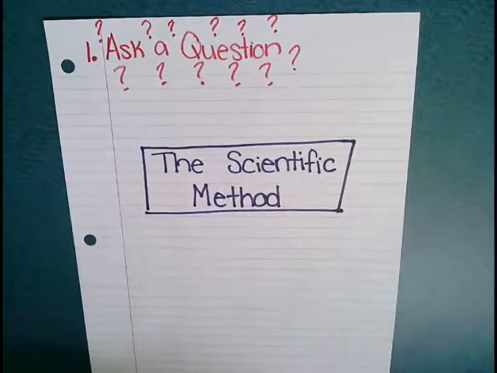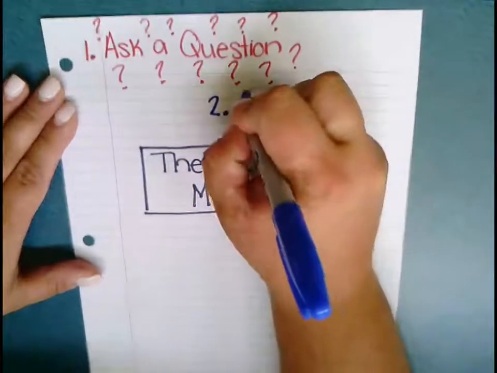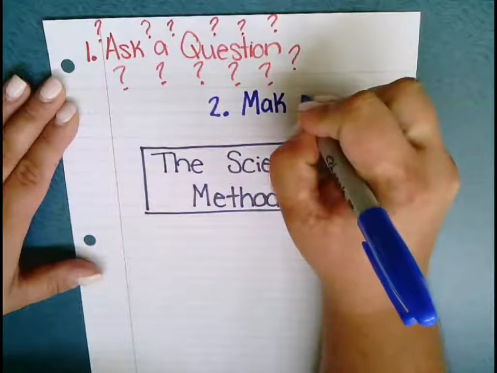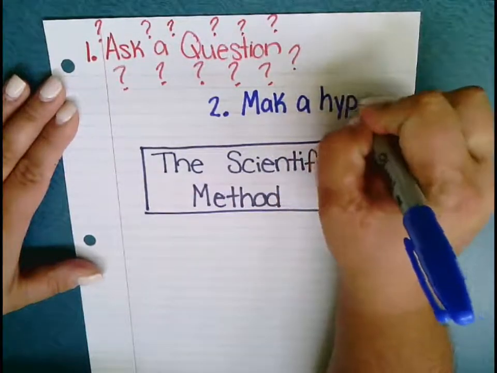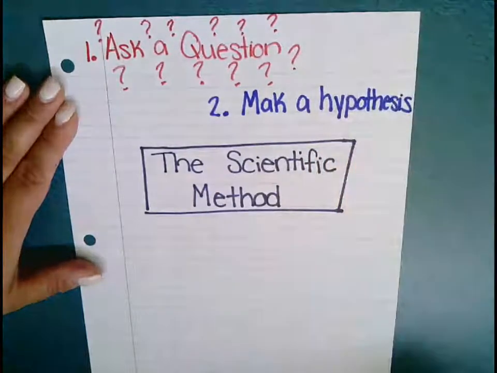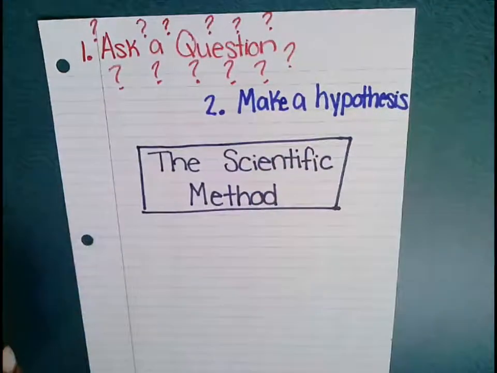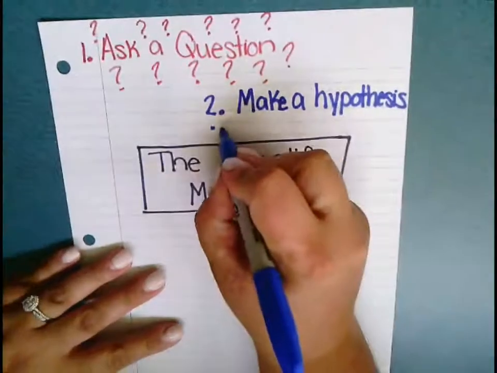The second step in the scientific method is to make what we're going to call a hypothesis. So the second step is make a hypothesis. Whoops, Miss Wood forgot to add her E. Make a hypothesis. And usually that starts with the word if.